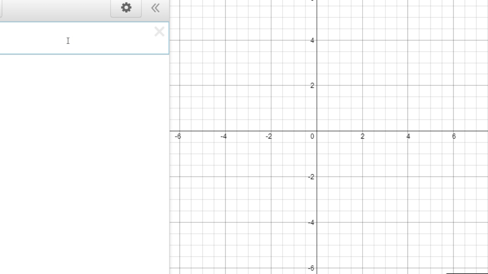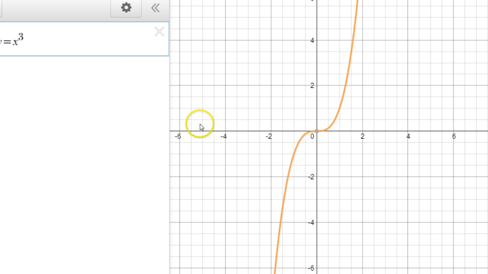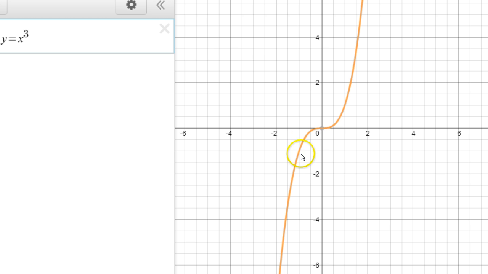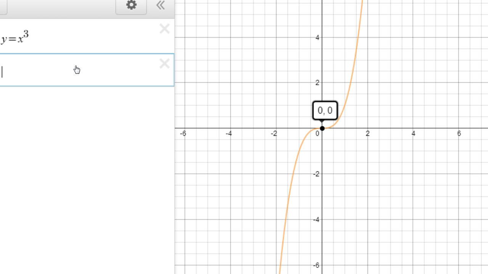First off, let's go to the graphing calculator. Okay, so y equals x to the third. This is a pretty simple function. It's the cube of x. Now if I wanted the limit as x approaches 0, I would check it from both sides.